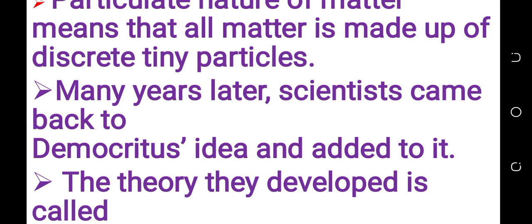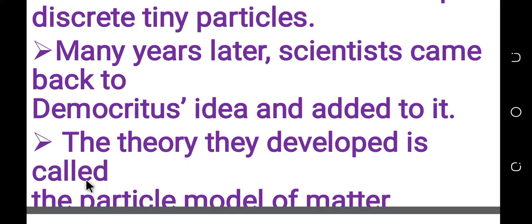Democritus called that indivisible piece the atom. They rejected this idea at first, but later accepted it and added to it. The theory they developed is called the particle model of matter. So the particle model of matter is developed by adding ideas to Democritus' idea.